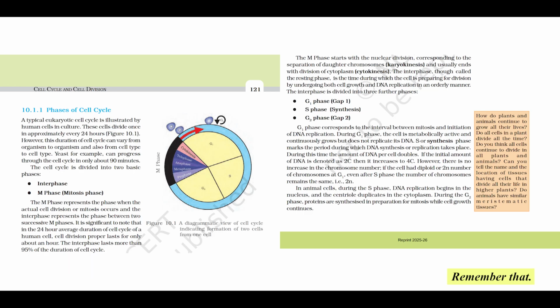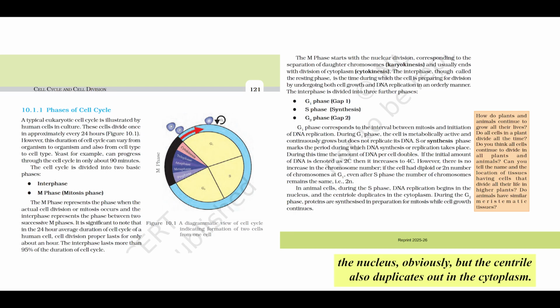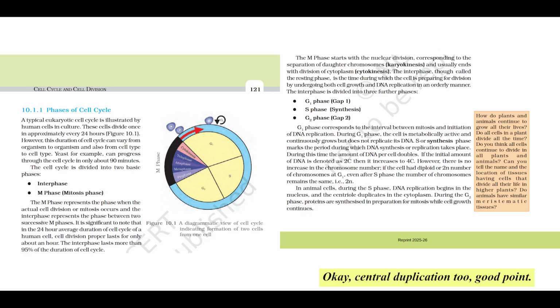Remember that. Also, just a specific point for animal cells. During S phase, DNA replication happens in the nucleus, obviously, but the centriole also duplicates out in the cytoplasm. That's important for spindle formation later. Okay, centriole duplication too. Good point. So G1 growth, S phase DNA synthesis. What's the last part of interphase?